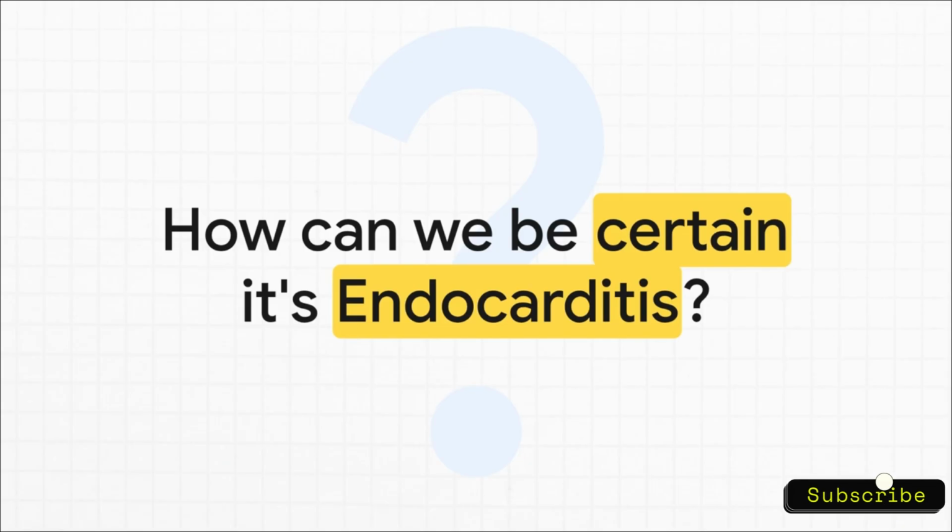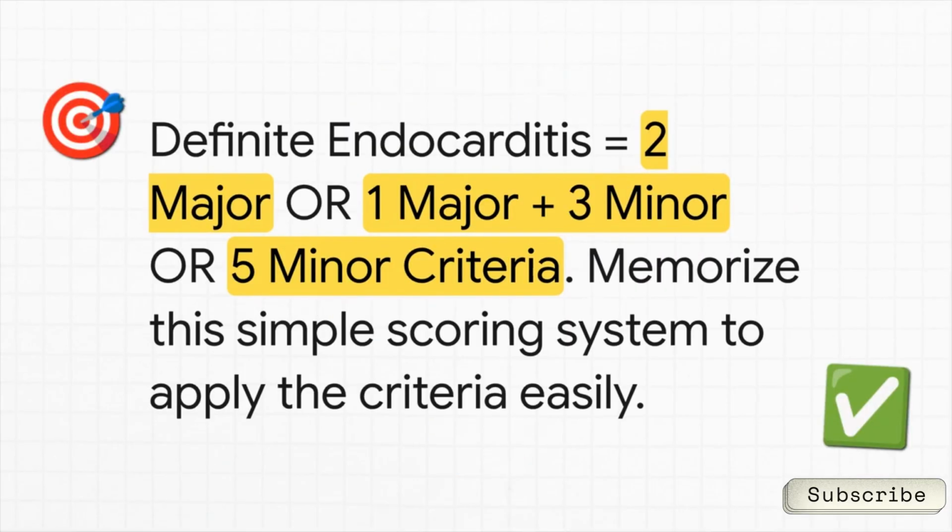It's basically a diagnostic scoring system. And the rule itself is actually pretty simple. It's like a little math problem. To make a definite diagnosis, you need one of 3 combinations. It's either 2 major criteria, or 1 major plus 3 minor criteria, or just 5 minor criteria. That's it. Memorize that simple formula first, and applying the actual criteria becomes so much easier.